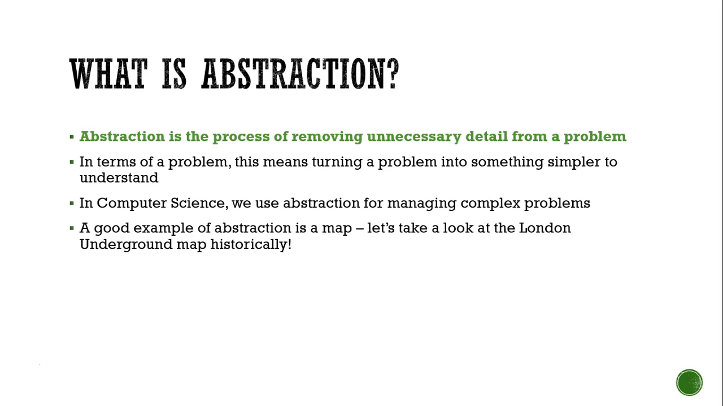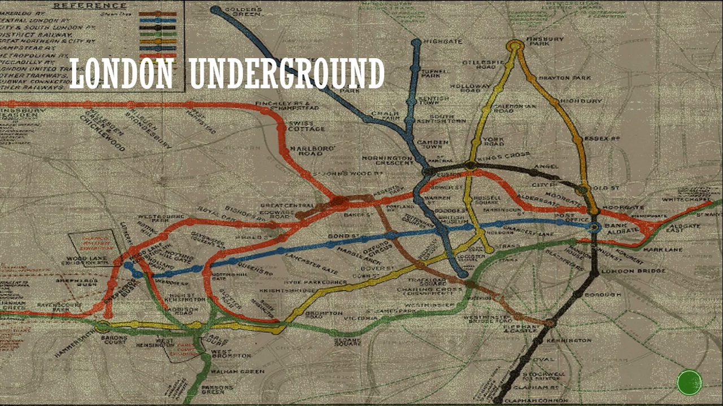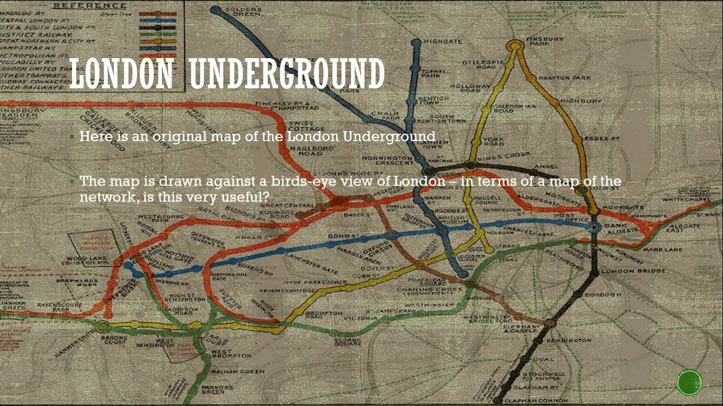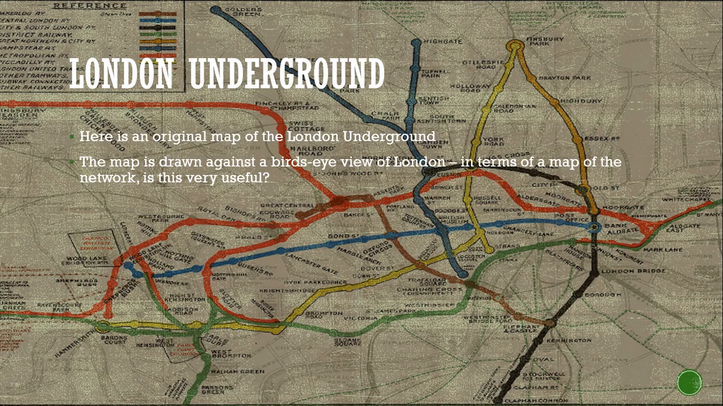A good example of an abstraction is a map. So the example we're going to use is the London Underground map. This is the very first London Underground map from quite a while ago. It's drawn against a bird's eye view of London. And in terms of a map of the network, this is very useful. So exam questions might ask you about how well an abstraction is used.